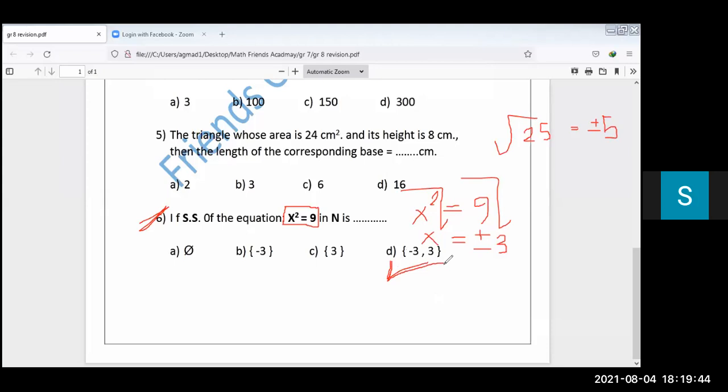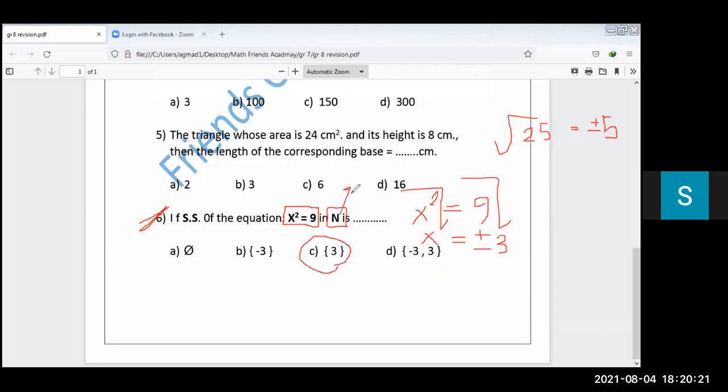No. If you take this answer, it will be wrong. Why, teacher? You just said if I take the square root of any number, you have positive or negative. But you should complete the question, dears. In what? In the natural numbers. Do you have negative numbers in N? No. So if you take this answer, it will be wrong. So only the positive we will choose.